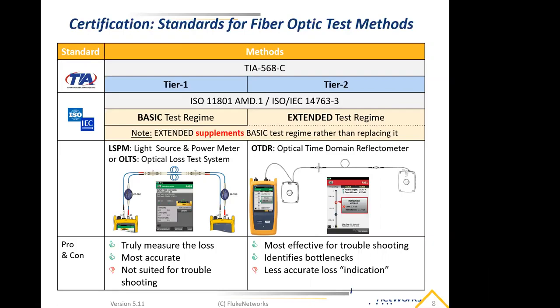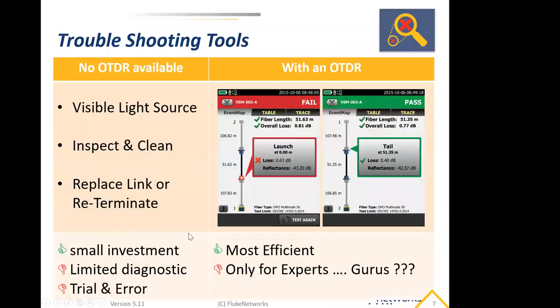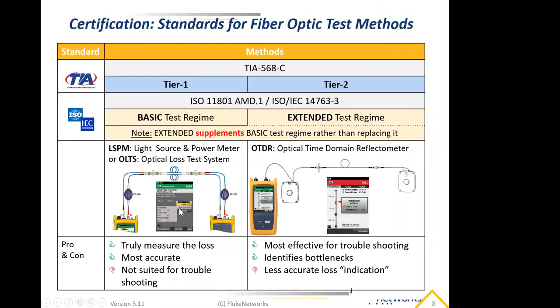And irrespective of whether we're a US allied company, in which case we look at TIA 568 as our reference standard, or an ISO organization, in which case we look at ISO 14763-3, there are two test regimes. The basic test regime is the light source and power meter, which we see over here. That is excellent at measuring loss and is the most accurate measurement of loss, but gives us absolutely no indication about where in the fiber the loss exists.